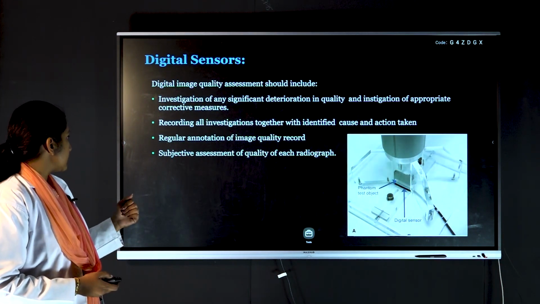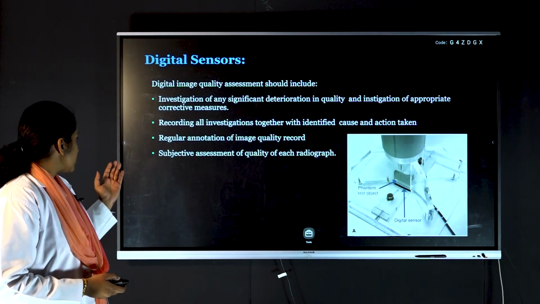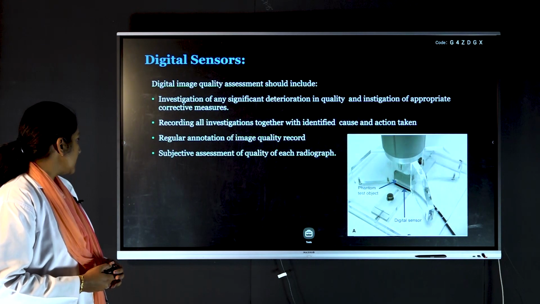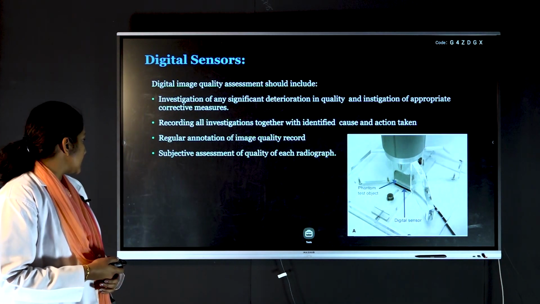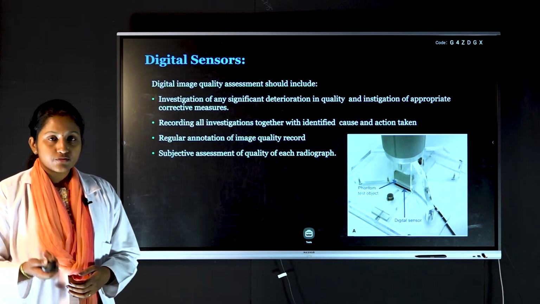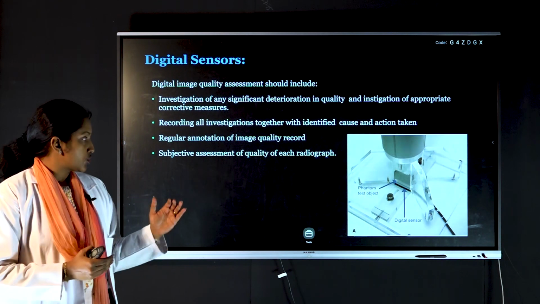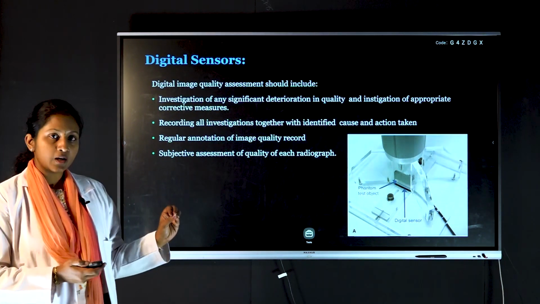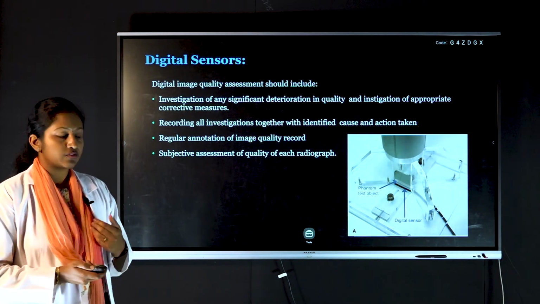The assessment includes investigation of any significant deterioration in the quality of the radiographs. So all investigations should be recorded together with the identified cause and action taken, regular annotation of image quality should be recorded, and subjective assessment of the quality of each radiograph should be done. If there is any change in the quality of the radiograph, then we should check the sensors and replace them, or make sure that no problem is encountered for further radiographs.